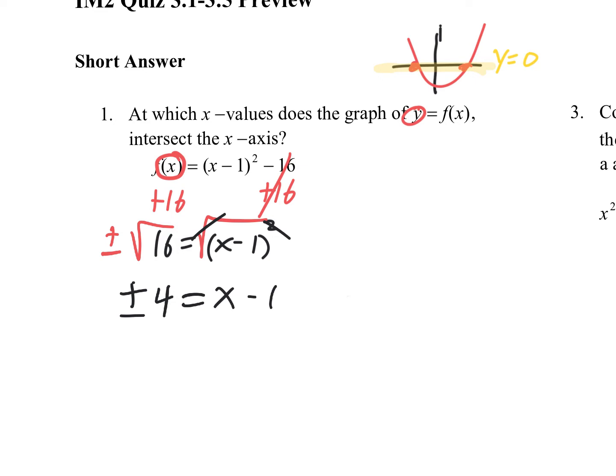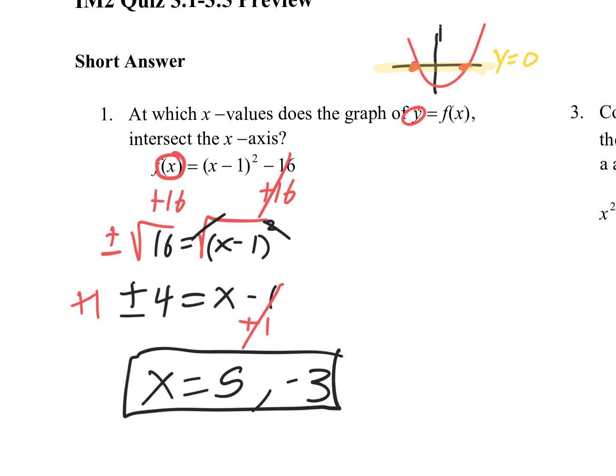And then I need to add 1 to both sides. Add 1 here, add 1 here. That cancels, so I have my answers. My answers are x equals positive 1 plus 4, which is 5, and it equals positive 1 minus 4, which is negative 3. So it equals both of those values. All right, let's go to number 2.